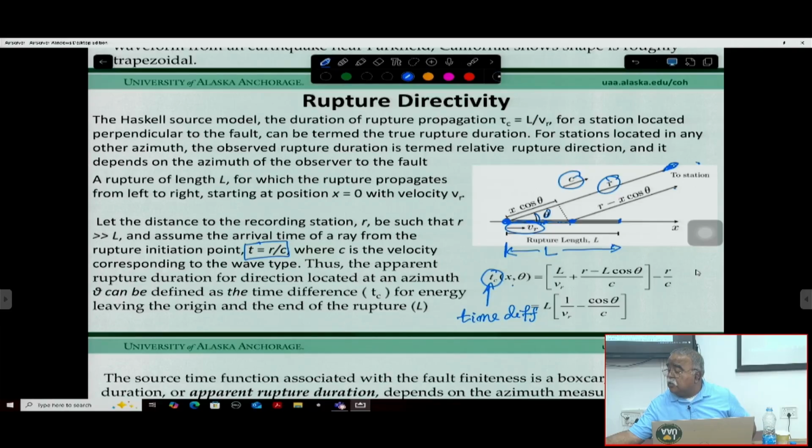So r minus L cosine theta will be this distance, divided by c, because that's the distance. So L by Vr is the time to reach from here, and then (r minus L cosine theta) by c, minus r by c. So that's your difference. If you calculate, this will be L times (1 by Vr minus cosine theta by c). So that's the time difference at the recording station if the rupture comes from here, right?